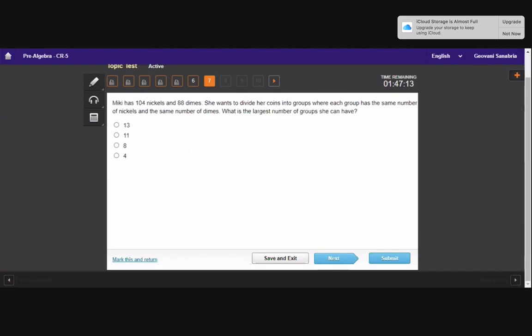She wants to divide her coins into groups where each group has the same number of nickels and the same number of dimes. Oh, it's not like if you have 8 dimes in a group, you have 8 nickels in a group. It's like if you have 8 dimes in a group and 5 nickels in a group, then in every other group you have to have 8 dimes and 5 nickels. Do you understand what I'm saying? Yeah, it's a weird one.